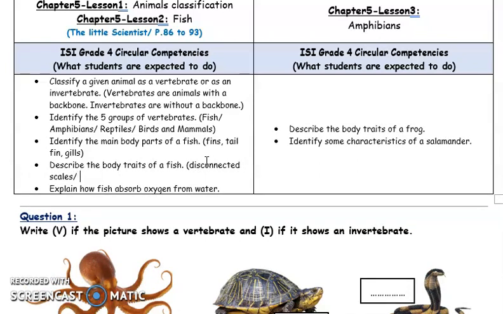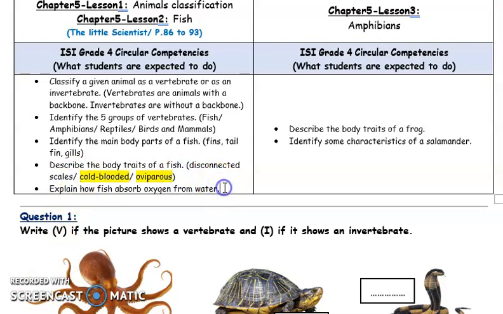Fish are cold-blooded, and fish are also oviparous. Oviparous animals are animals that reproduce by laying eggs. Cold-blooded animals are animals with a temperature that changes according to the environment, to the surroundings. They don't have a fixed body temperature.